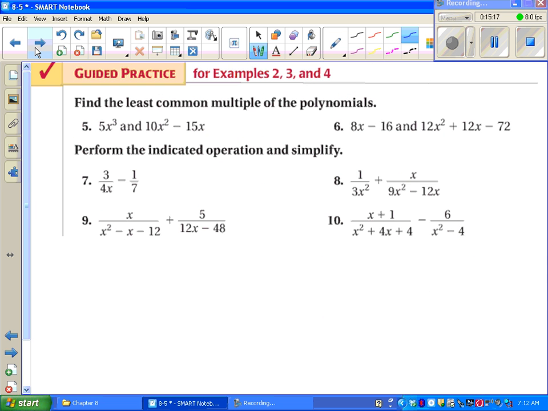At this point, go ahead and pause the video and practice these guided practice problems. The first two, you just need to find the LCM. On the next four, you have to find the LCM, apply it, and simplify your answer. Go ahead and do that now.